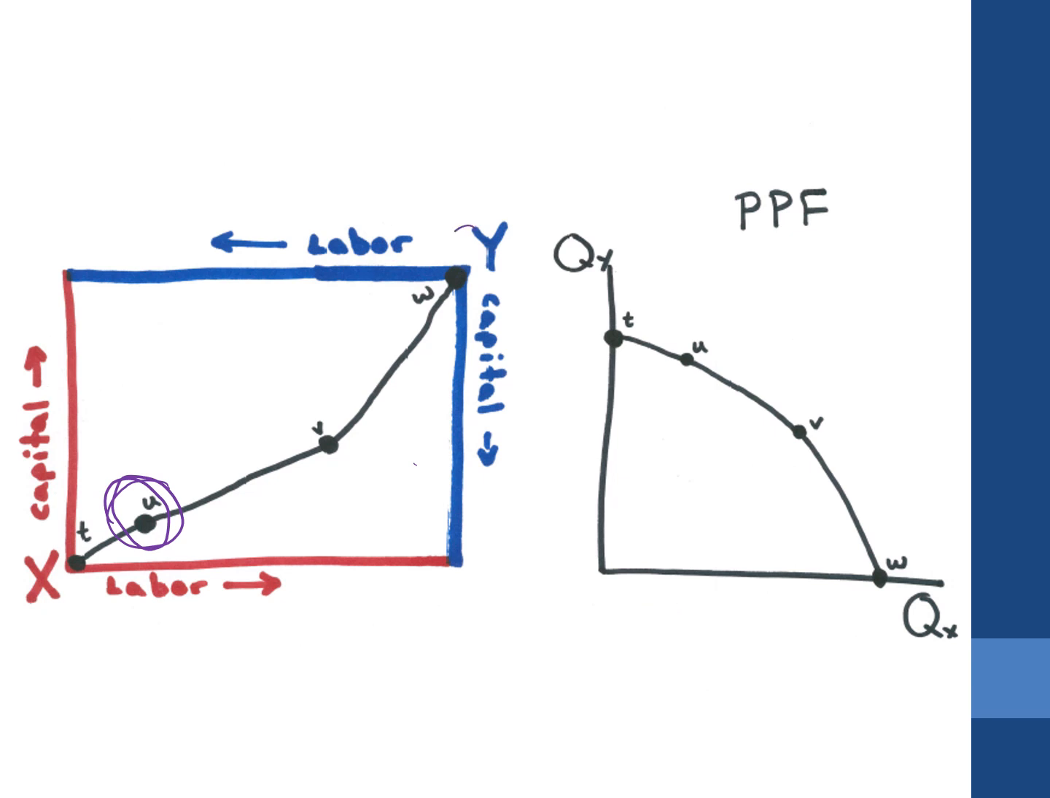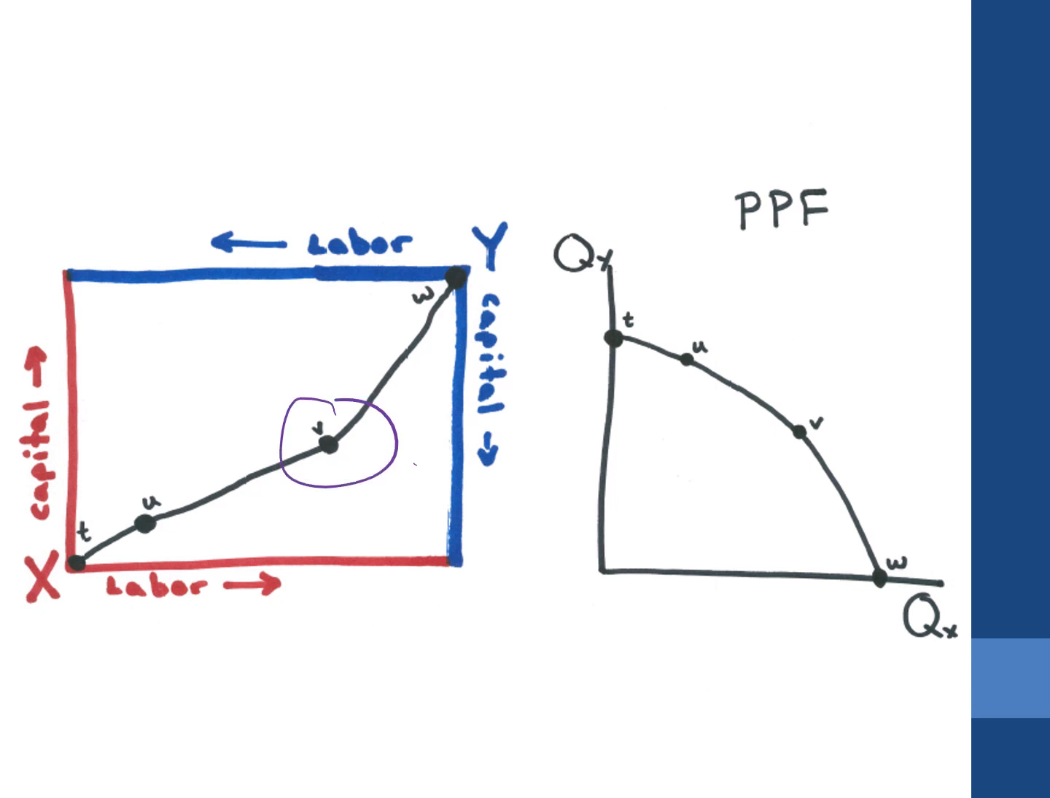We could go to the other extreme and look at point W. At point W, X is producing the most it could possibly produce. It has all the labor and all the capital of the world. And firm Y has none. And so firm Y is not going to be able to produce anything, whereas firm X is going to be able to produce the most that they possibly can. So point W would end up as some point like this on our production possibilities frontier. Right?